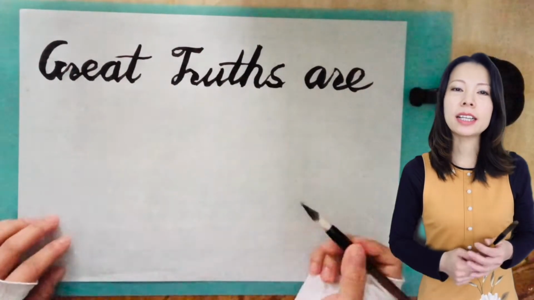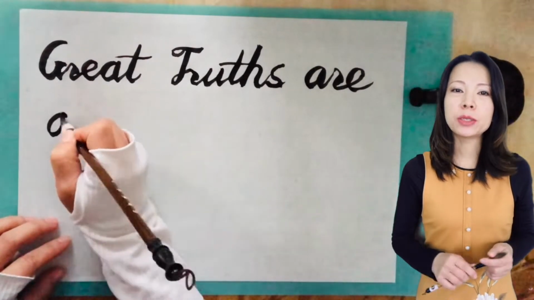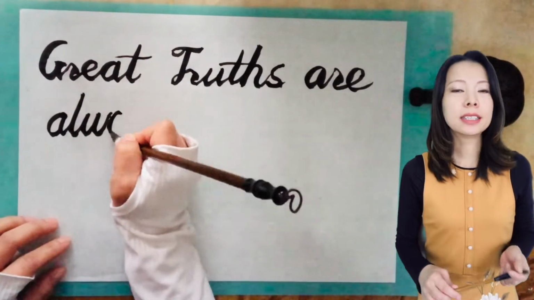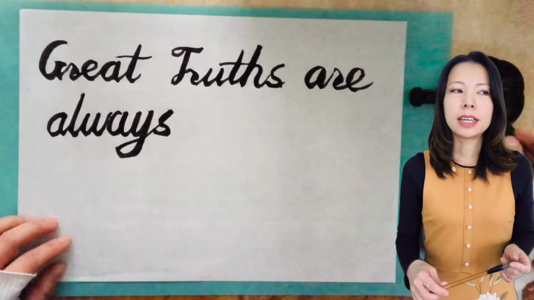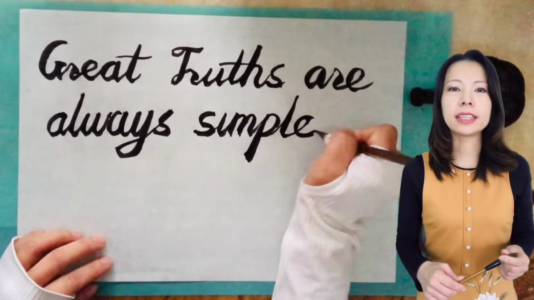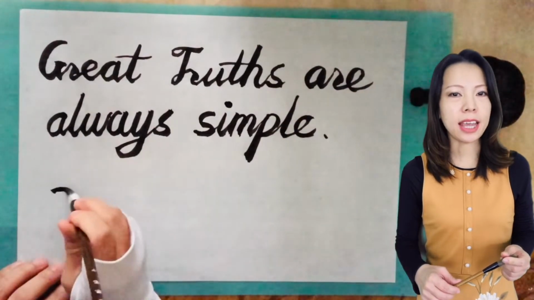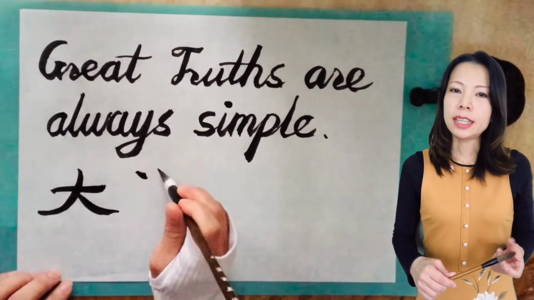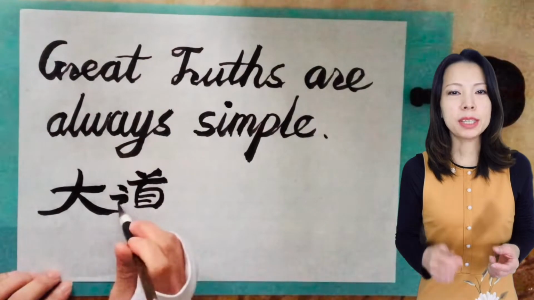The reason is I have a philosophy teacher. He is a Chinese ancient sage. You might have heard about him. His name is Lao Chu. Lao Chu said, "Great truths are always simple," which means the Tao always uses the simplest method to express.